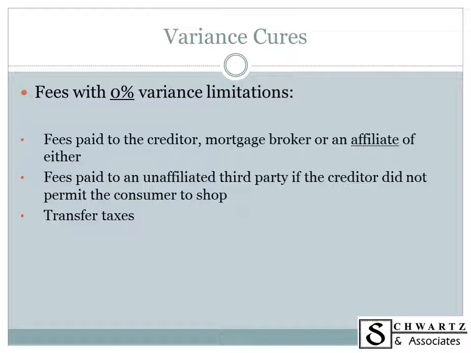The same thing with any fee paid to an unaffiliated third party. These are going to be fees such as your appraisal fee, your credit report fees, and your upfront mortgage insurance premiums. Previously, these were in the 10% category, so if you underestimated your cost just slightly, you generally had that cushion in your 10% category to absorb those extra costs. That won't be the case anymore.